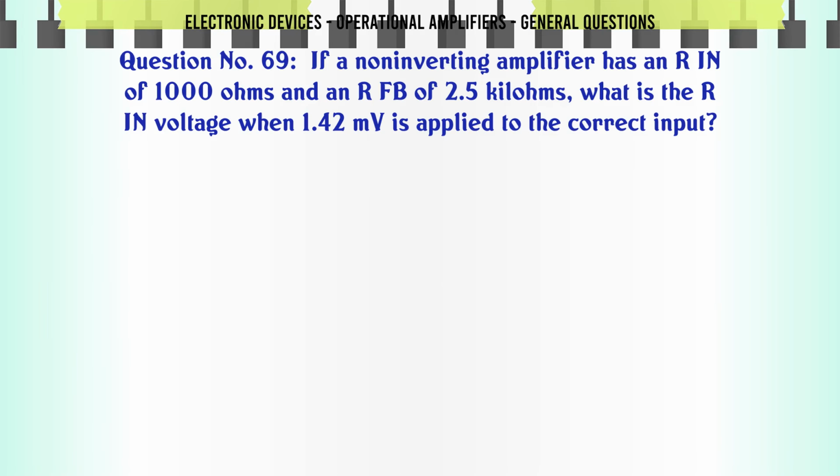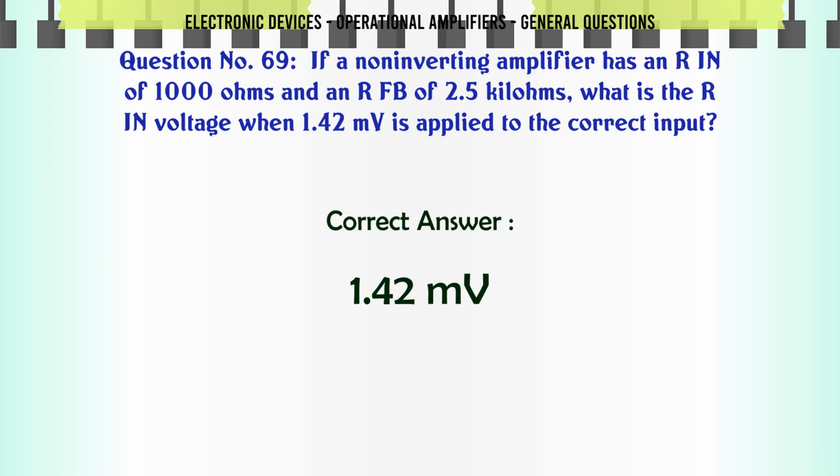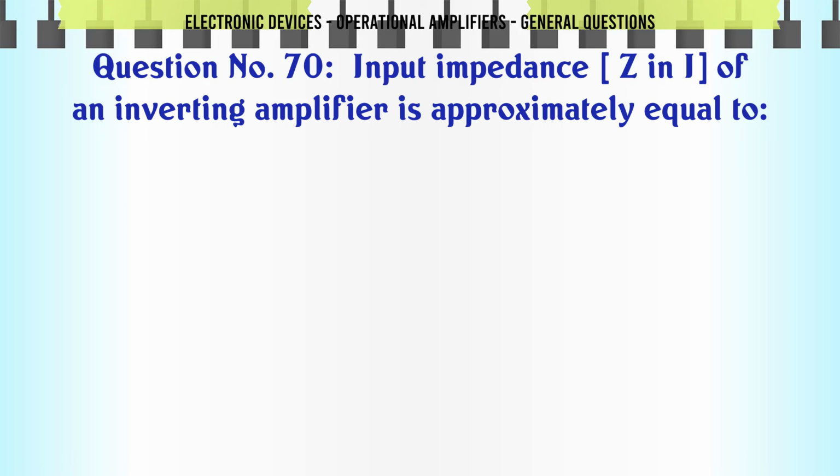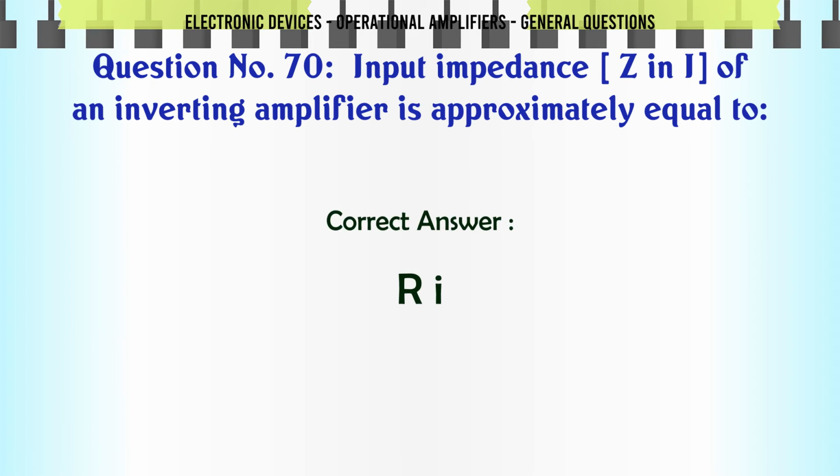If a non-inverting amplifier has an Rin of 1000 ohms and an RFB of 2.5 kilohms, what is the Rin voltage when 1.42 mV is applied to the input? A. 3.5 mV, B. Ground, C. 1.42 mV, D. 0.56 mV. The correct answer is 1.42 mV. Input impedance Zin(I) of an inverting amplifier is approximately equal to A. RI, B. RF/RI, C. (unclear), D. RF·RI. The correct answer is RI.